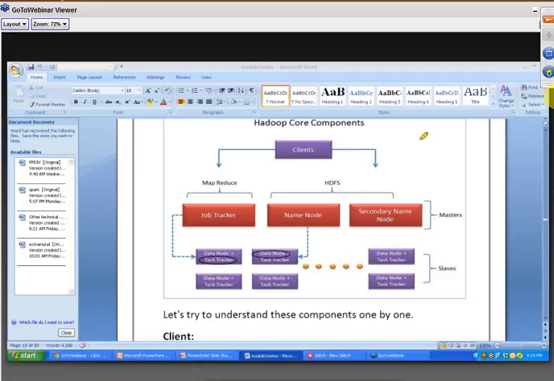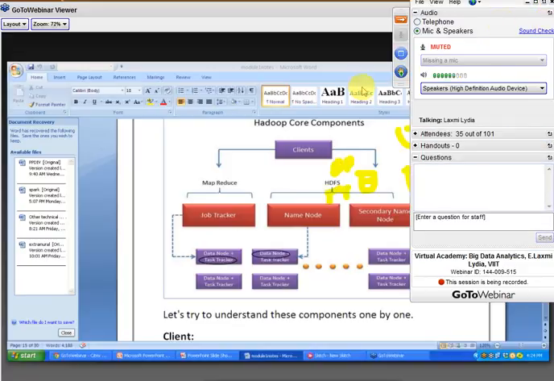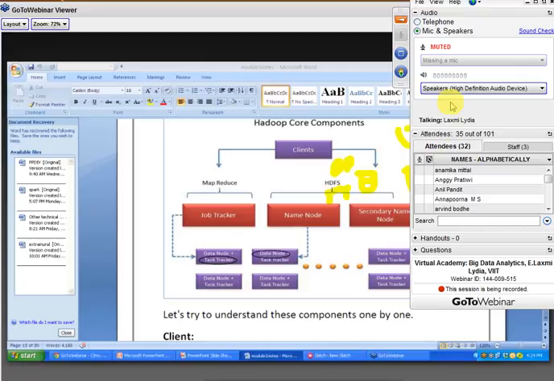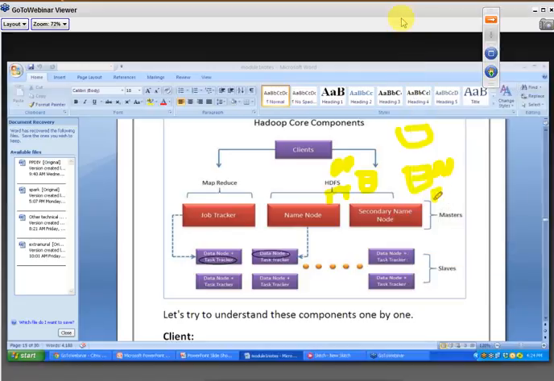That means, for your understanding, we have a master node and we have slave nodes. In every slave node, two daemons will be running. What is that? That is called data node, and another is task tracker. Here also data node and task tracker. So these nodes are working here.